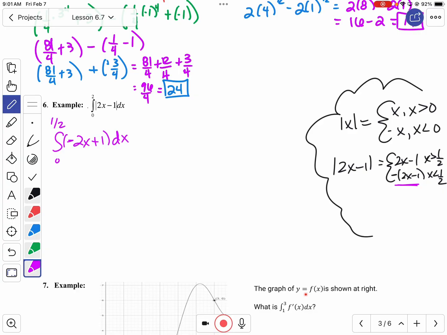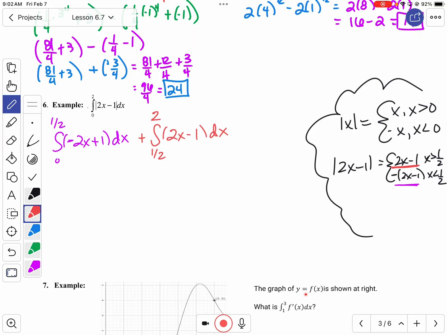dx. So I'm going to have to take two integrals to do it because absolute value is split into two parts. My next integral is going to start at 1/2 and go to my top boundary, which is 2. And that's going to use the positive piece, so the 2x minus 1 dx. Okay, so let me stop right there.